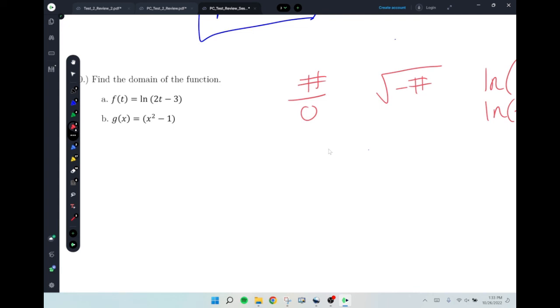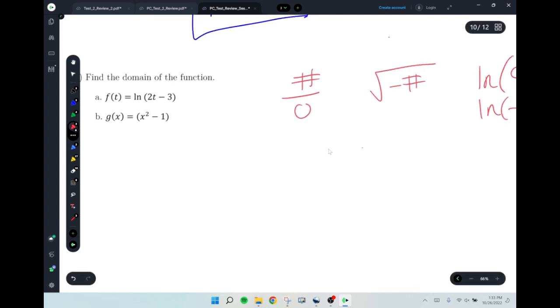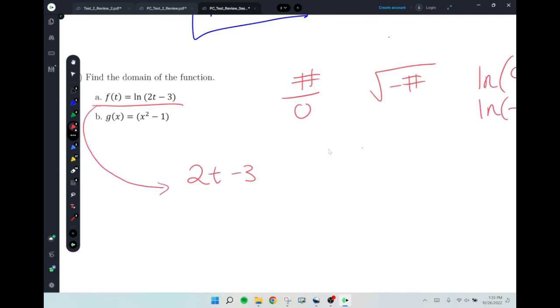Okay, let's do the first one then. And if that is the ln, then it changes a little bit, but not too much. So the first one, there's only one thing that makes it bad, right? 2t minus 3 better be greater than or equal to... Dang it, it can't be 0, right? It's not a square root. It's different than square root. It can't have a 0 on the bottom. Just greater than 0. And then you solve.